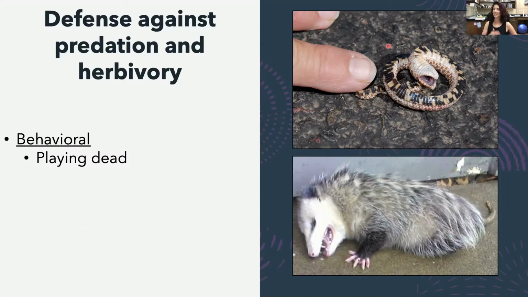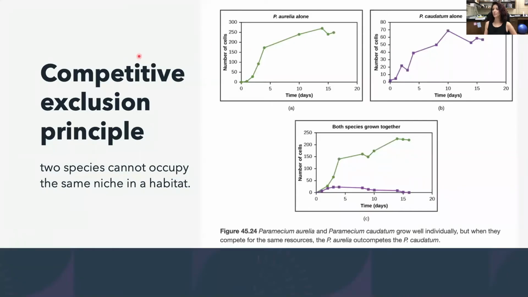All right, so shifting gears from defense, let's talk about competition between species that prey upon the same thing. Here we have something called the competitive exclusion principle. And this simply states that two species cannot occupy the same niche in a habitat. And that's because they are going to directly compete with each other for resources, whether that is a nutritional source or a prey item.